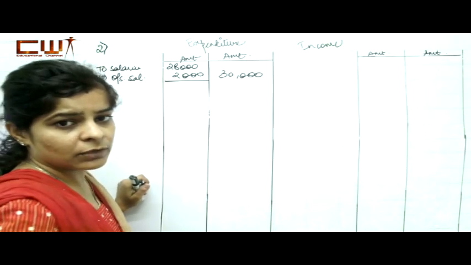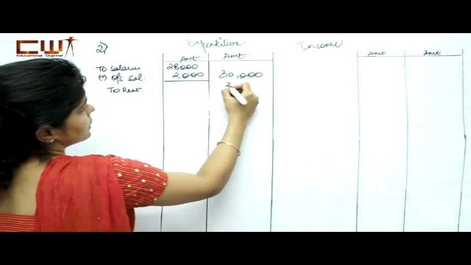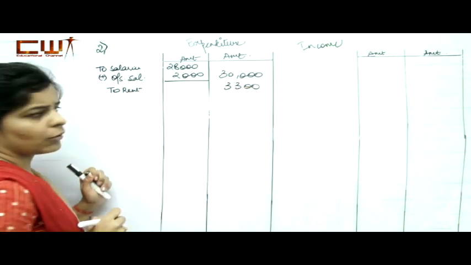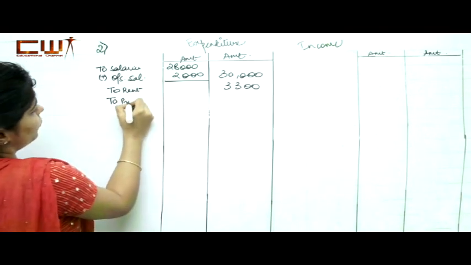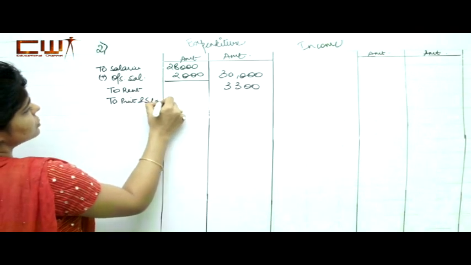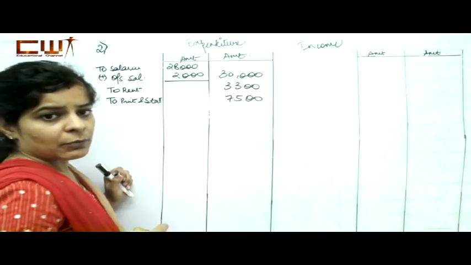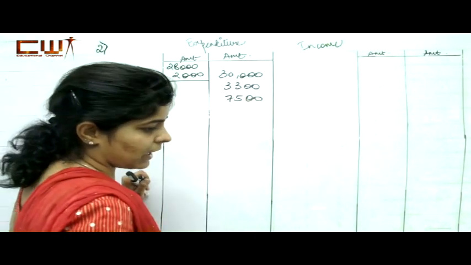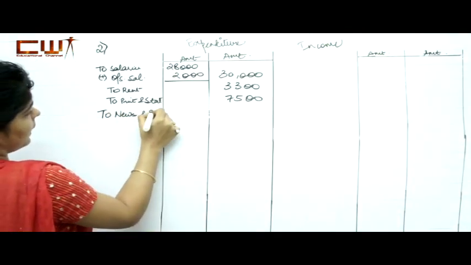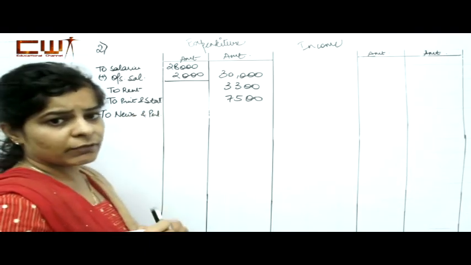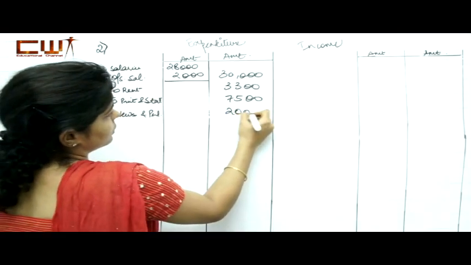Next, they have given the rent of 3,300. To rent, 3,300. What next have they given to you? Printing and stationery 7,500. To printing and stationery, 7,500. Then they have given you newspaper and periodicals, 2,000.